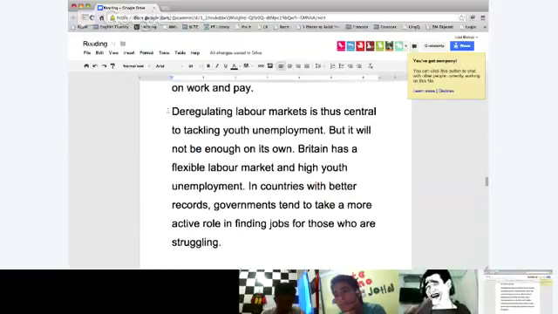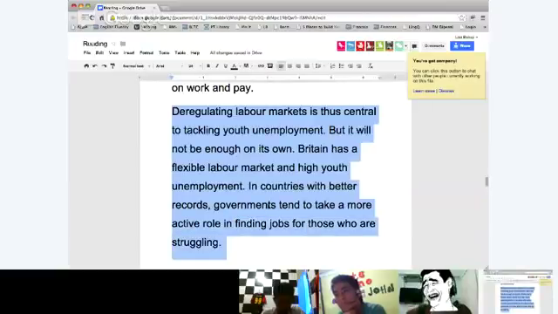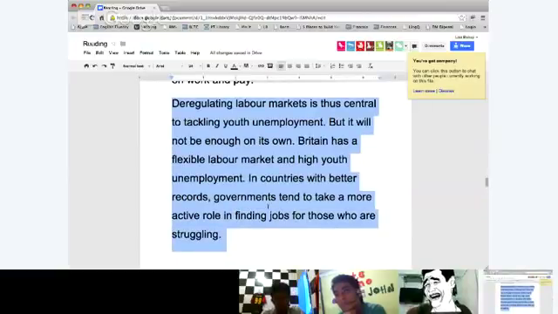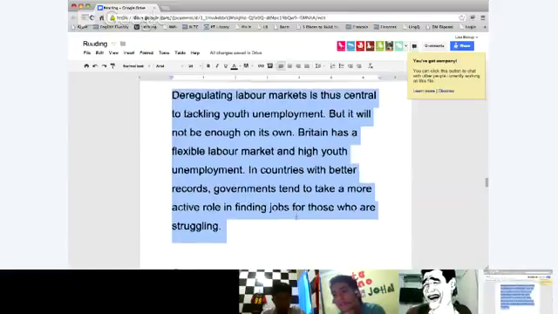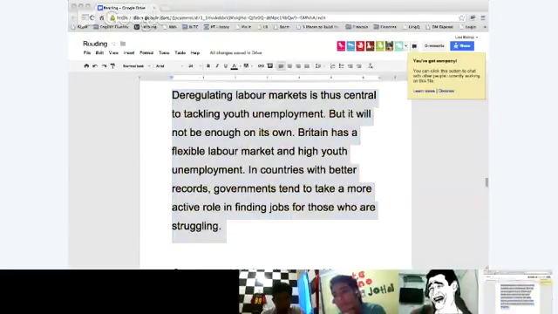Deregulating labor markets is thus central to tackling youth unemployment, but it will not be enough on its own. Britain has a flexible labor market and high youth unemployment. In countries with better records, governments tend to take a more active role in finding jobs for those who are struggling.